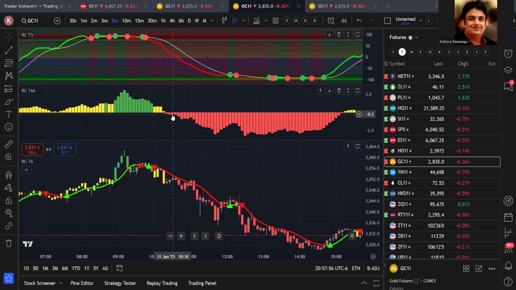Here I see the sellers are in control. Here I see the red candles. I'll take it. Here it is choppy. Here I see a lot of yellow candles, so I will avoid taking any trades.